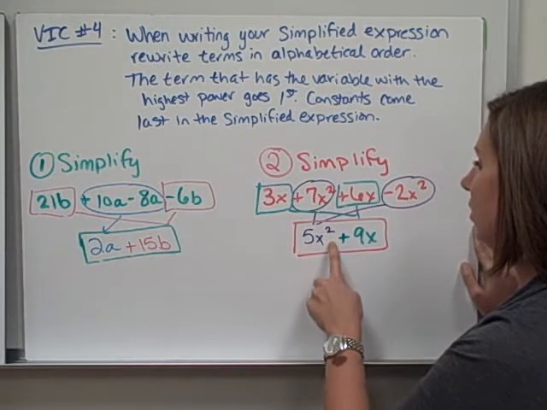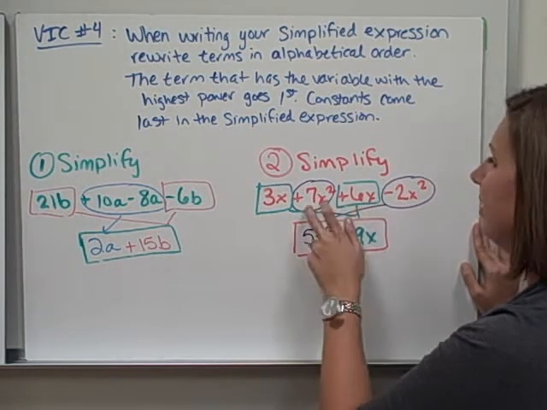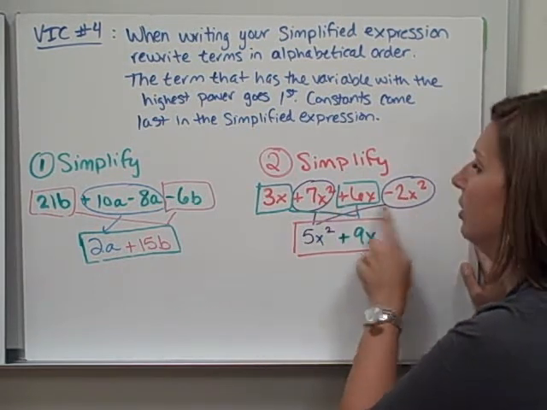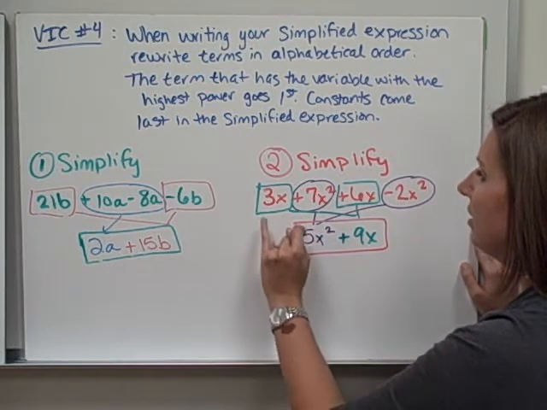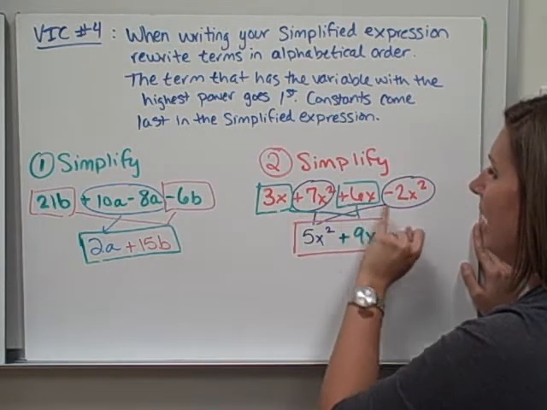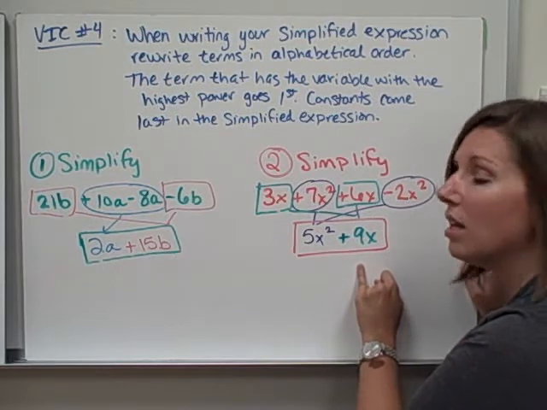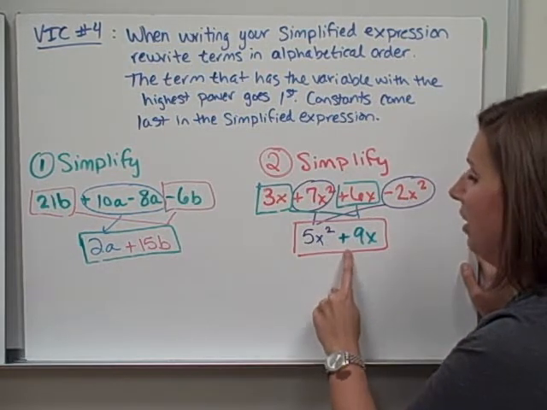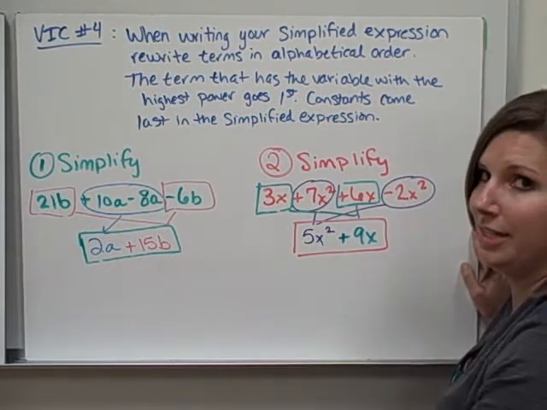So I've got 5x squared when I take 7x squared and I subtract 2x squared from it. And then lastly, 3x plus 6x, altogether I've got 9x. So my final answer, 5x squared plus 9x, and I'm done.